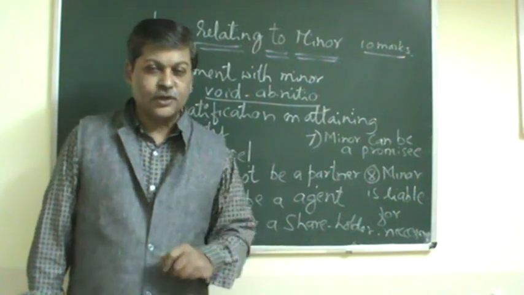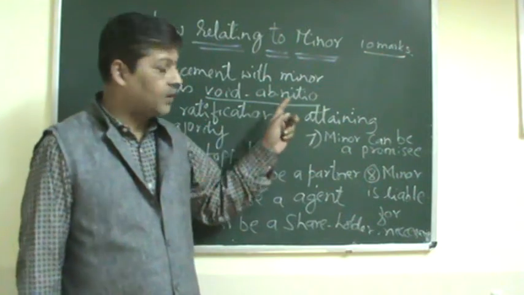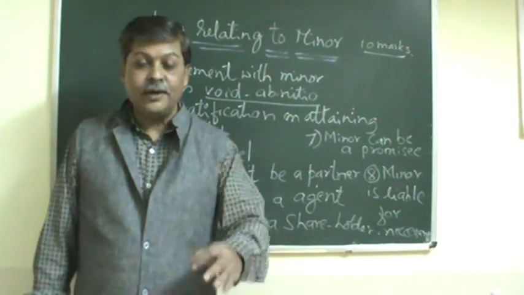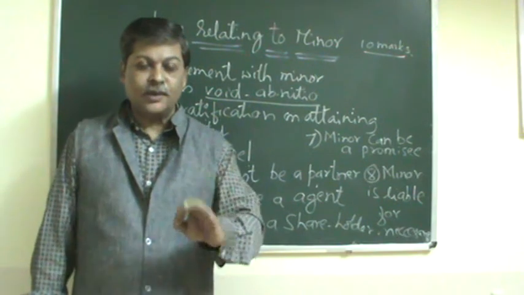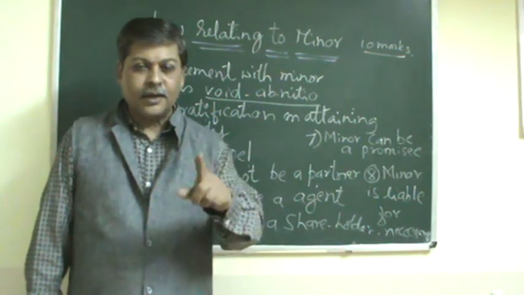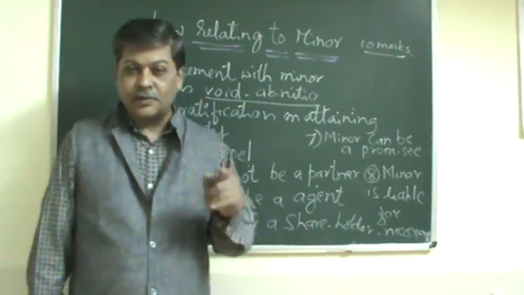Right from the beginning it is void. This is what it means right from the inception. That is why the word has been used: void ab initio. It is void ab initio. In simple words, here the minor cannot be a promisor.